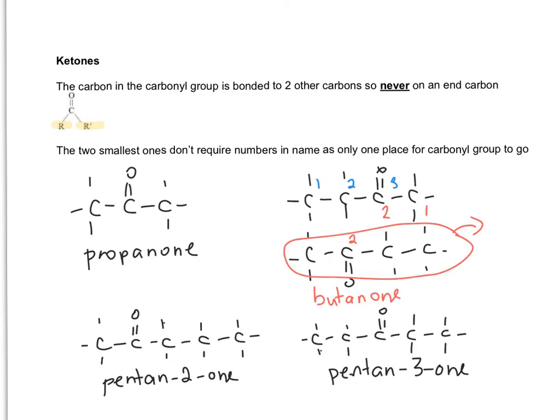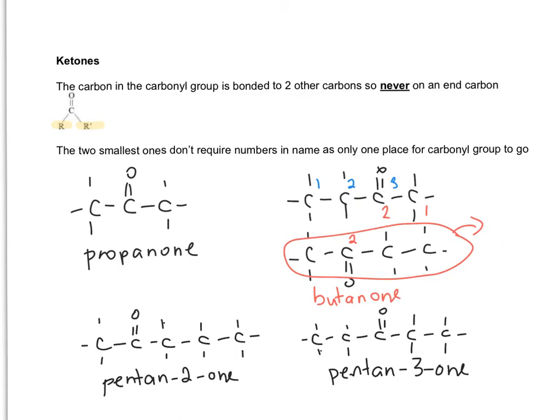I've shown the bonds where their hydrogens would be. I just haven't put them in so it's less cluttered. So the structure on the left has the carbonyl group on the second carbon. So that's pentan, for 5 carbons, 2-one. So pentan-2-one. In the second structure here, the carbonyl group is on the third carbon. So this is pentan-3-one. Or you could say 2-pentanone, 3-pentanone.